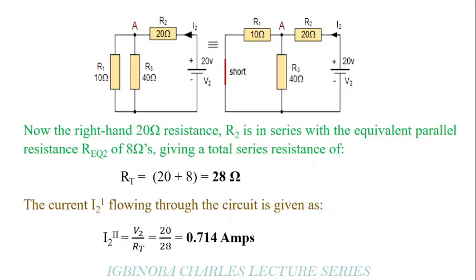After I've gotten our total resistance, it is easy for us to find the current flowing through the circuit. So at this point, we call the current flowing through the circuit I2 prime prime, which is the total voltage divided by the total resistance. When we do that, we get 0.714 amps as the total current flowing through this circuit. After we've gotten the total current flowing through the circuit, we now come back to this circuit to calculate the current flowing at each of these points.